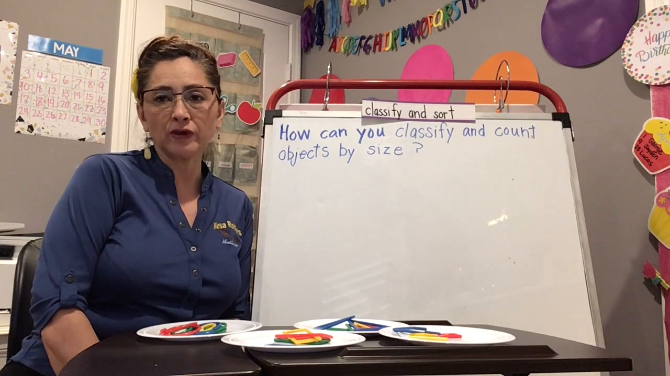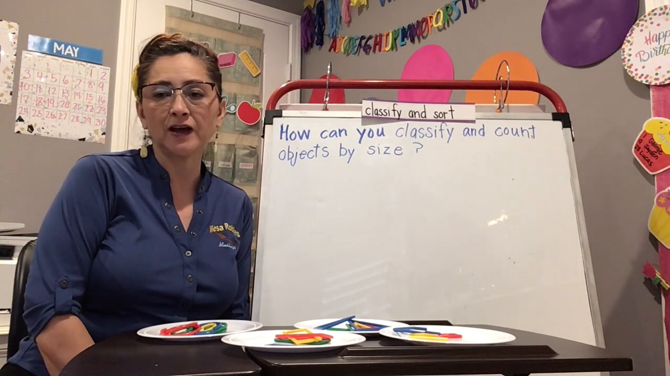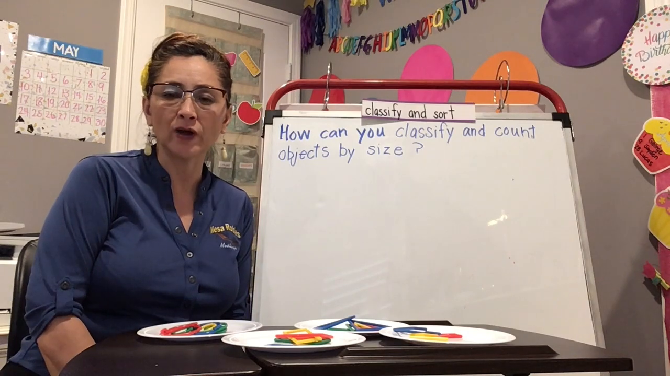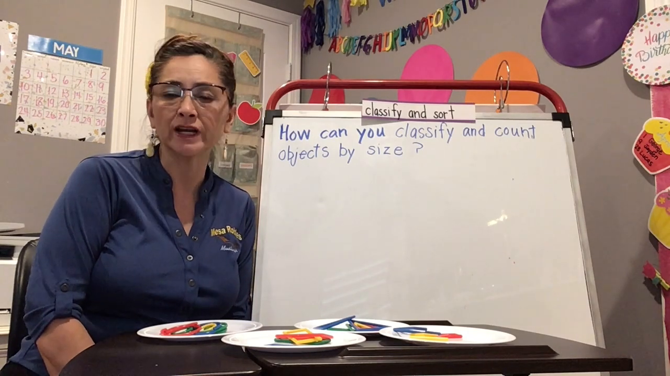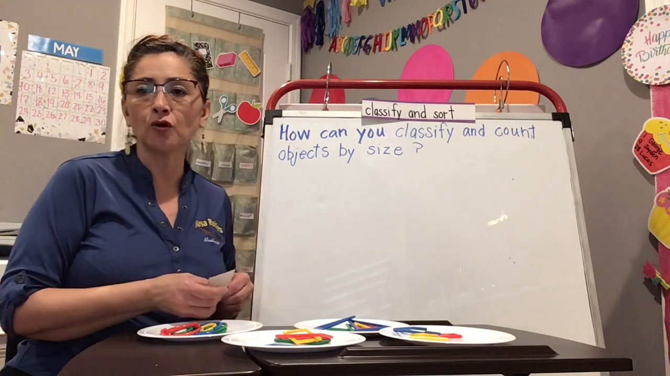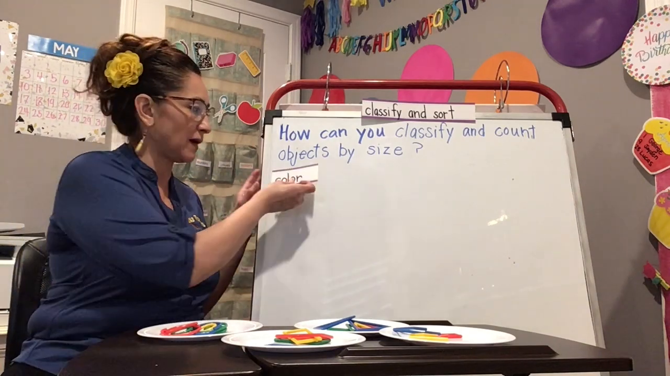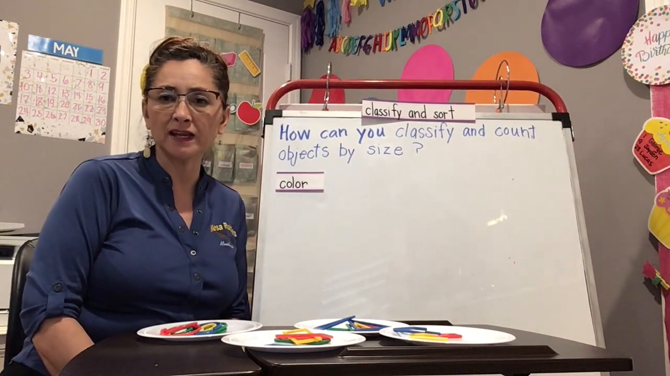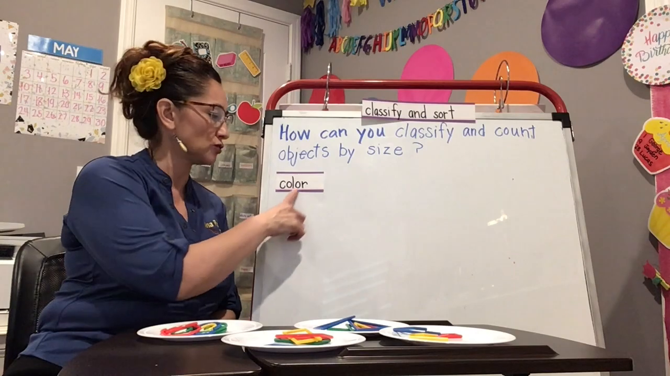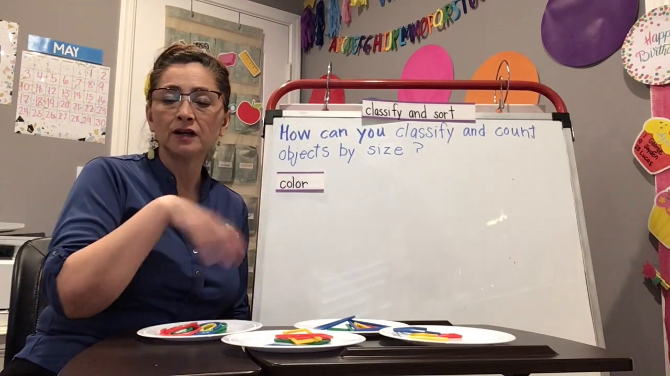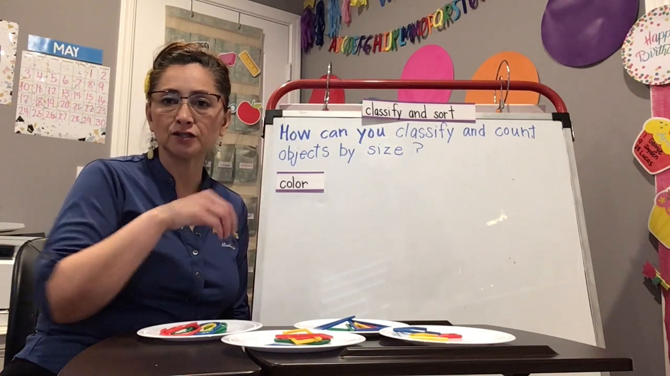Now remember that we've been talking about classify and sort. And we talked about there are different ways of classifying and sorting objects. We talked about being able to sort and classify objects by color. Okay? And do you remember what that means? What we did when we sorted by color? That's right. We put all the objects that were the same color together.